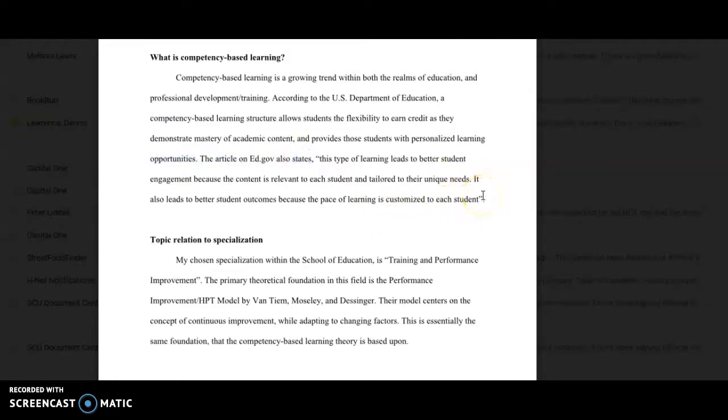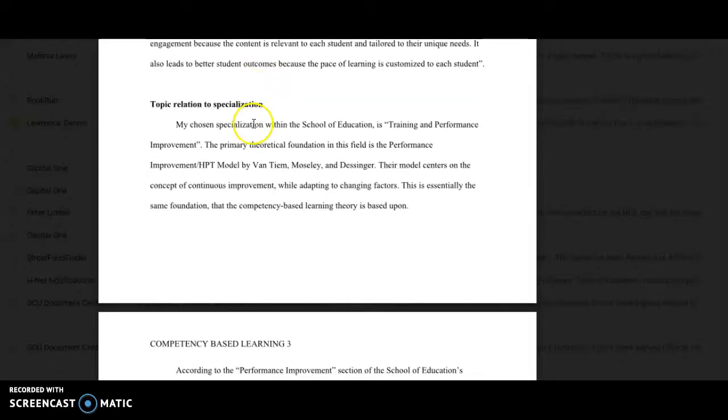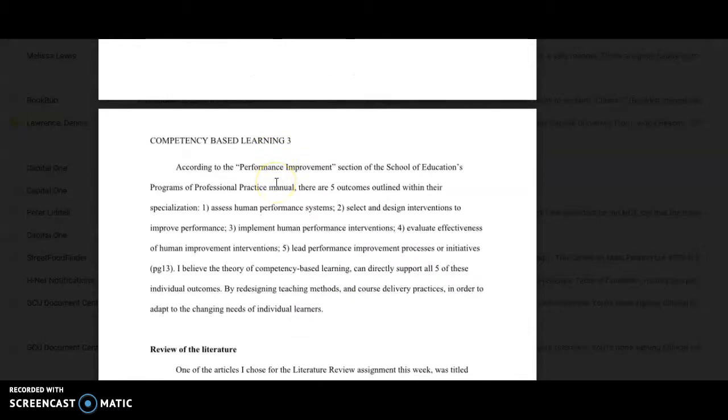So get used to using in-text citations. Also, there are other definitions of competence-based learning. You might look at two or three, then synthesize the one that you think will be used by you. And certainly this is a good reference to your specialization. Once again, those in-text citations are going to make everything.